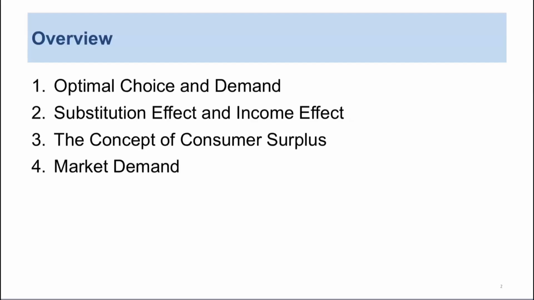The theory of demand. In this chapter, we're going to derive the demand function from the optimal choice that we discussed in the previous classes. And once we derive the demand function, we're going to discuss the substitution effect and the income effect. And using demand, we're also going to introduce the concept of consumer surplus. And finally, we're going to derive market demand.